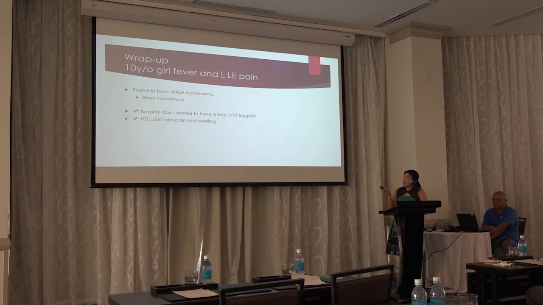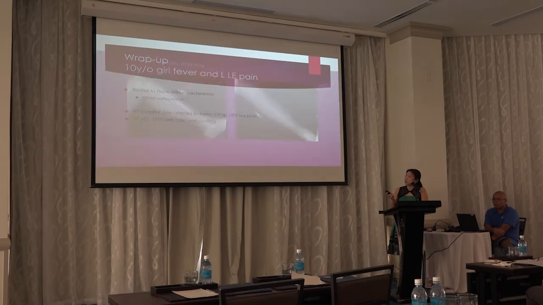So to wrap up, this is where this talk comes from. There was a 10-year-old girl who came in with fever and lower extremity pain. She was found to have MRSA bacteremia. She was given vancomycin. On the 4th hospital day, she started to have a limp and left leg pain as well as swelling. And on the 5th hospital day, she had left arm pain and swelling.